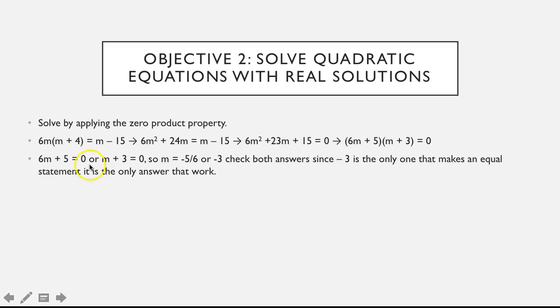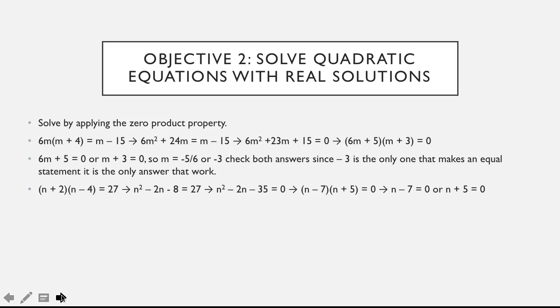Then you're going to take and set each piece equal to 0 and solve, and you get -5/6 or -3. Then you want to take your answers and plug them back in here for m and check out your answers to see which one works. And in this case, only -3 works, so that's the only answer that works.